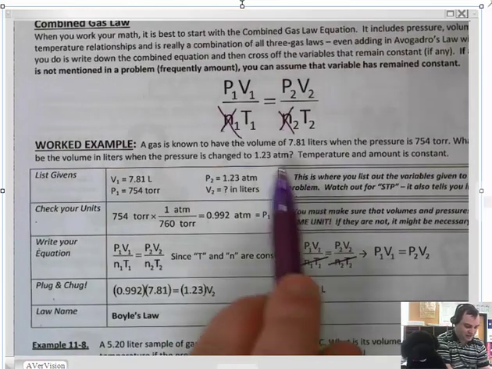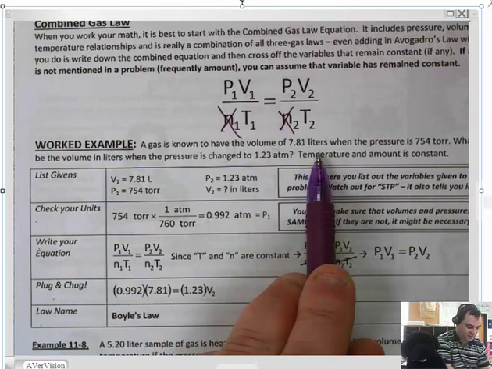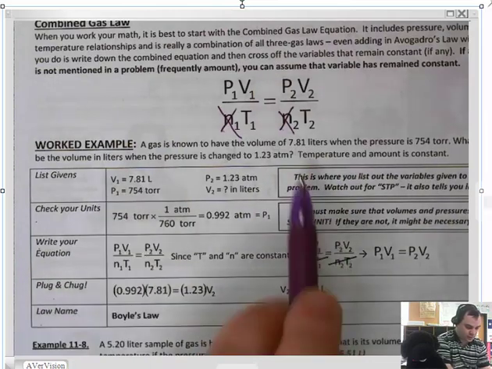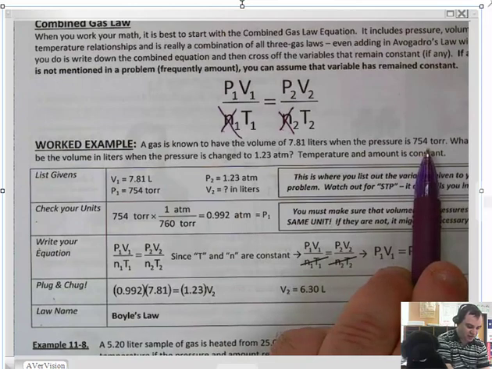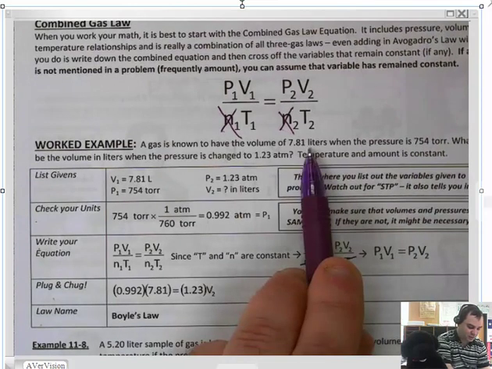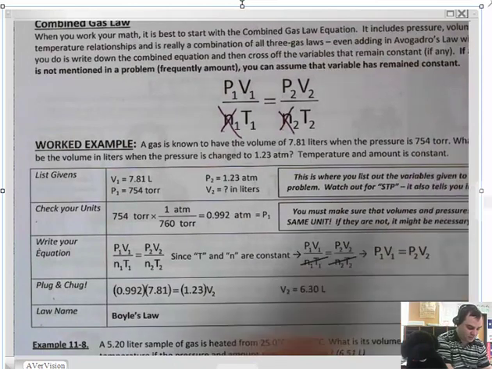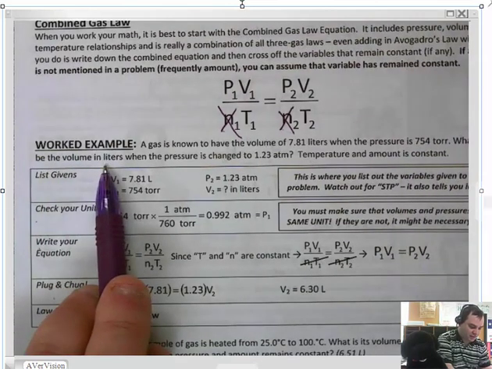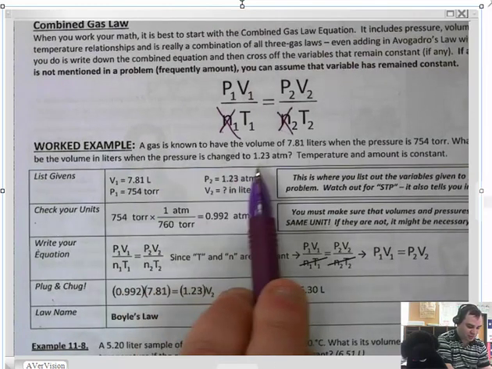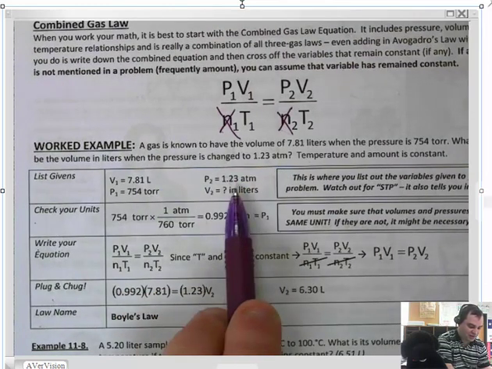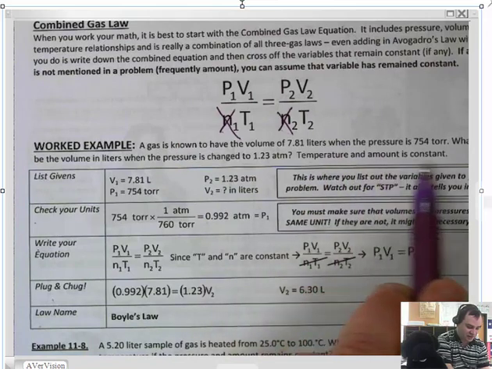So for instance, here it says a volume of 7.81 liters. That's my V1, when the pressure is 754 torr. I know that this is pressure, and it's paired with volume, 7.81 liters, so this is going to be P1. What would the volume be in liters? So I'm looking for the volume in liters, so that's going to be V2, when the pressure is changed to 1.23 atmospheres. And that's going to be P2. Temperature and amount are constant.